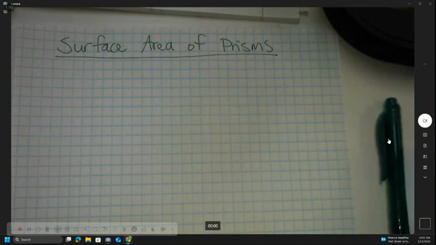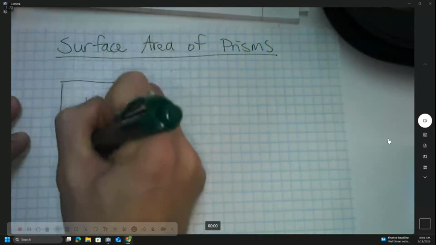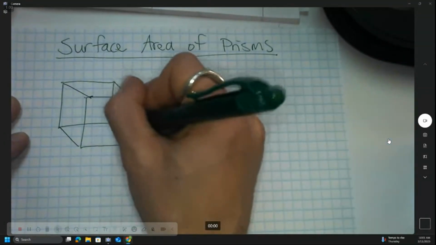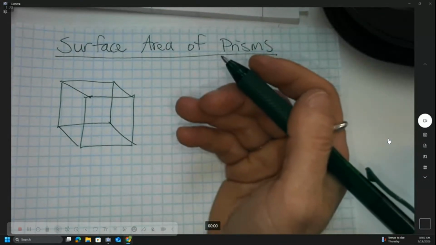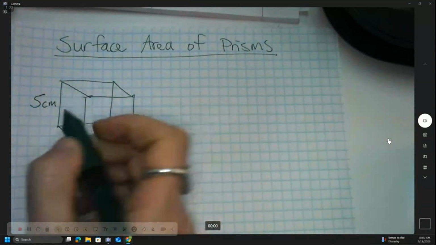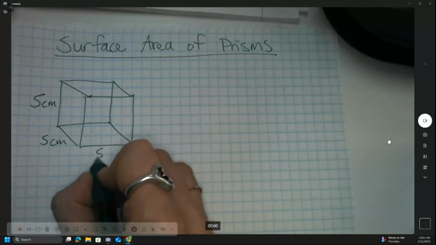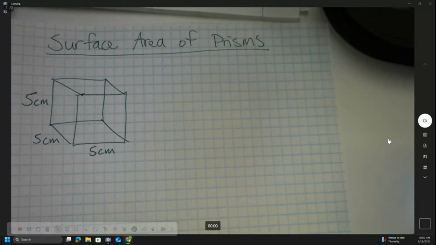Okay, so let's just start. I want you to go ahead and draw a perfect cube. Okay, best you can. I'm not really using my graph paper for this, but once you draw a perfect cube, you need to know the height of that cube, which I'm going to say is 5 centimeters, the width of the cube, 5 centimeters, and the length of the cube, 5 centimeters, because it's a perfect cube, right? All sides are the same dimensions.